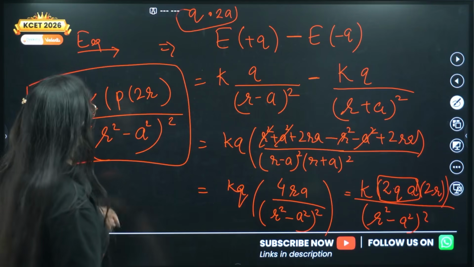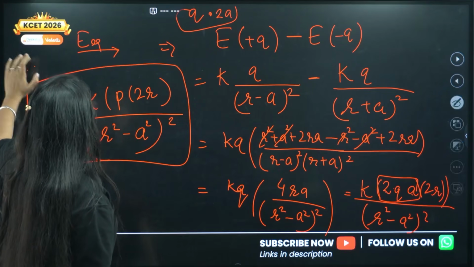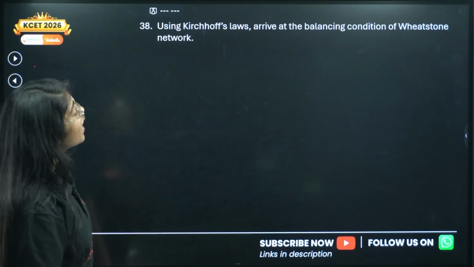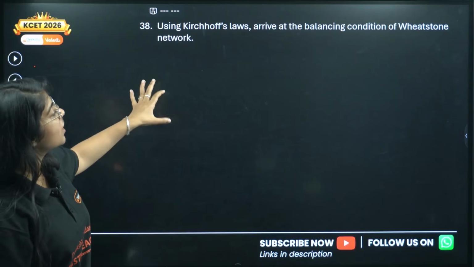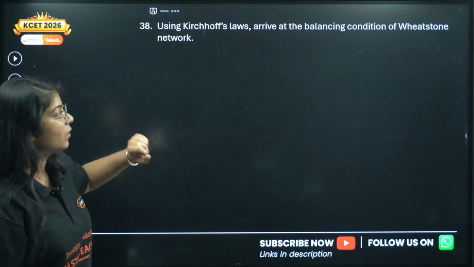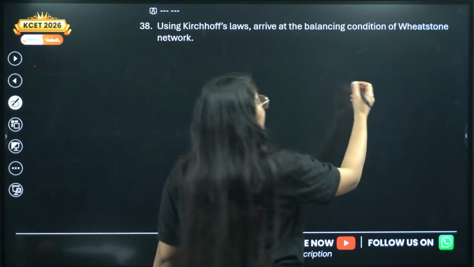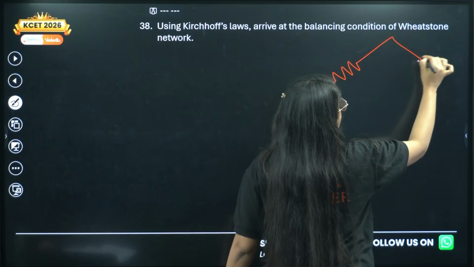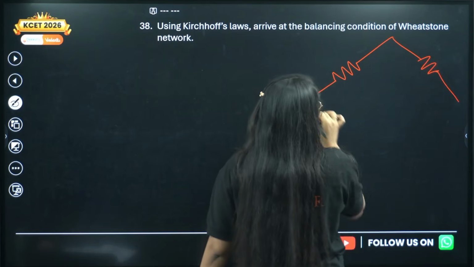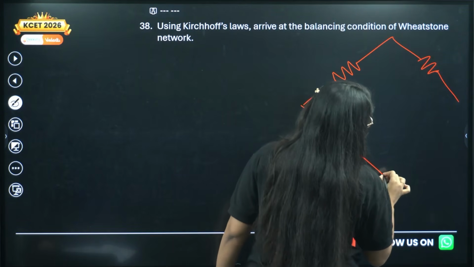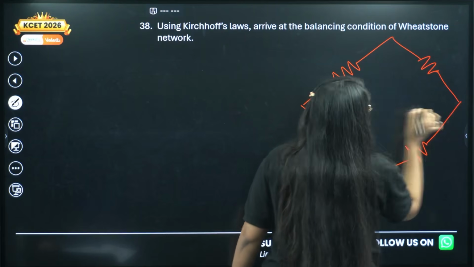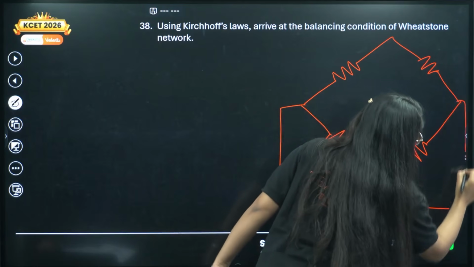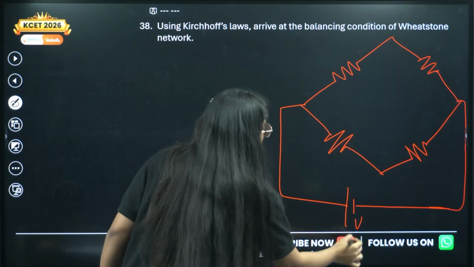Correct? Understood? Okay. Next question says, using Kirchhoff's laws, arrive at the balancing condition of a Wheatstone network. Now let's see what a Wheatstone network is first. So I have something like this. This is a Wheatstone network, or you call it a Wheatstone bridge, something like this, and it is connected with a voltage source. So this is the voltage source.